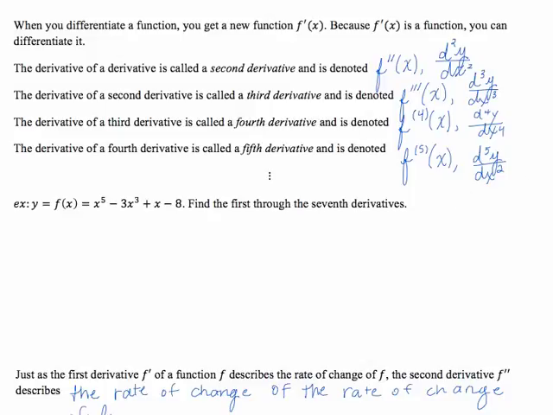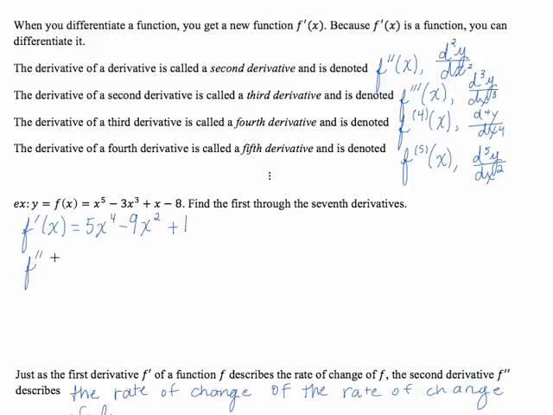Okay, we're going to do a simple example with a polynomial here. We're going to find the first through the seventh derivatives for y equals f of x, defined by x to the fifth minus 3x cubed plus x minus 8. So f prime of x is the first derivative. We bring that 5 down, we get 5x to the fourth minus 3 times 3 is 9x squared plus the derivative of x is 1 and the derivative of negative 8 is 0.